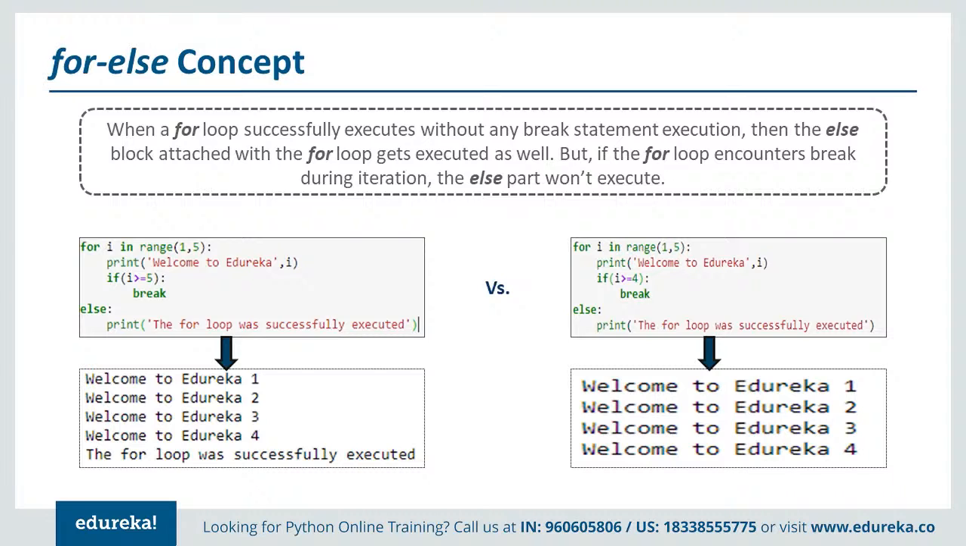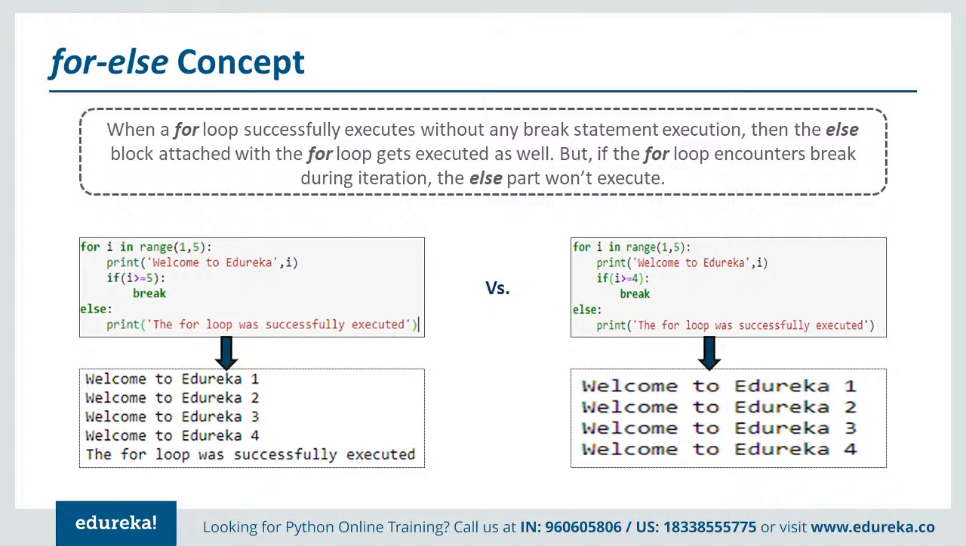We also have a for else concept here. When a for loop successfully executes without any break statement or without any kind of error, then the else block attached with the for loop also gets executed. But if the for loop encounters a break during the iteration, then the else part will not be executed. So this is the reason why we use this statement. You have some examples over here, so let's see how it works.